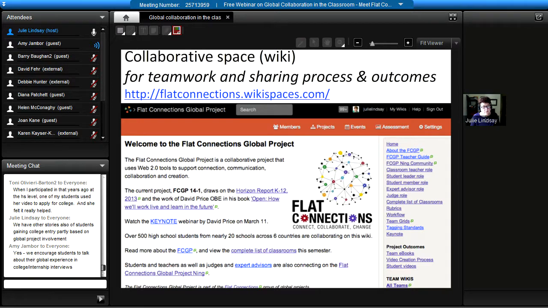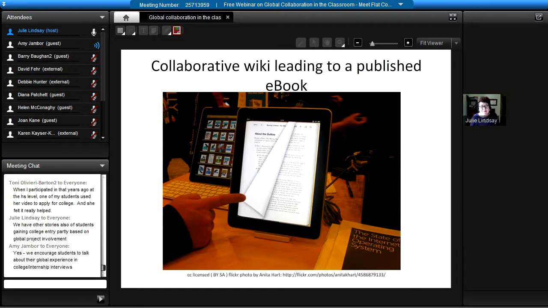In the past, we've worked on wikis as one of the tools for students to collaborate together, to conduct research, and to have conversations about that research, which has been very helpful to them.